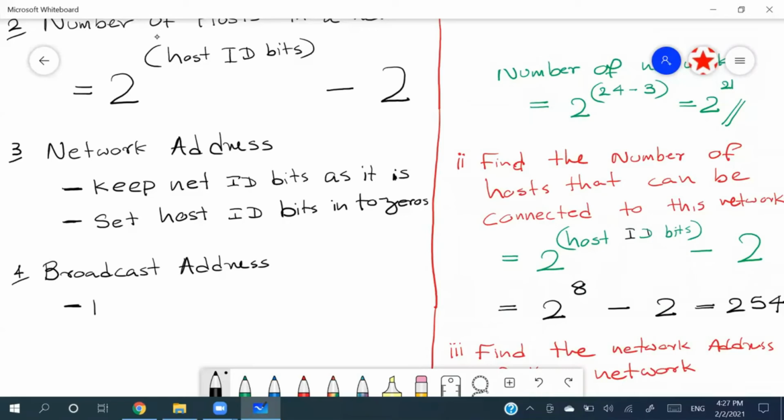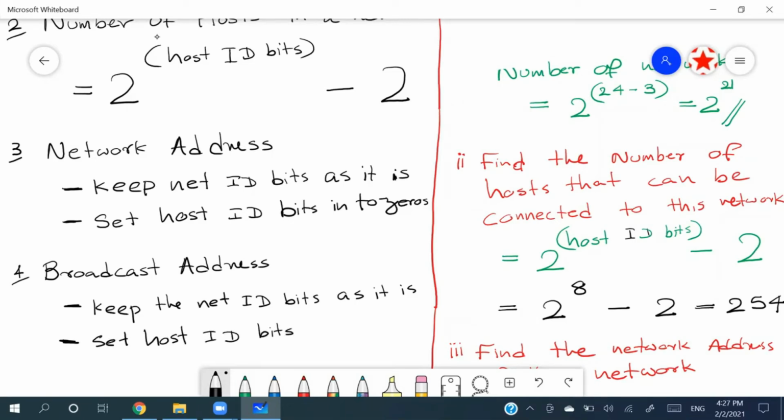So the theory is: keep the net ID bits as it is, and set the host ID bits into ones. Previously it was set as zeros, now it is set as ones.